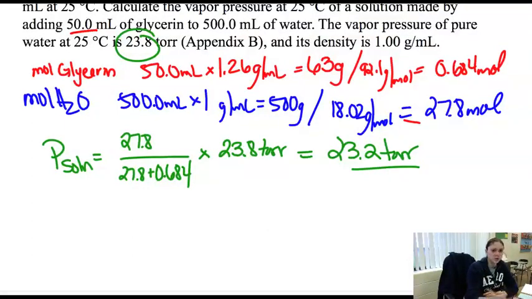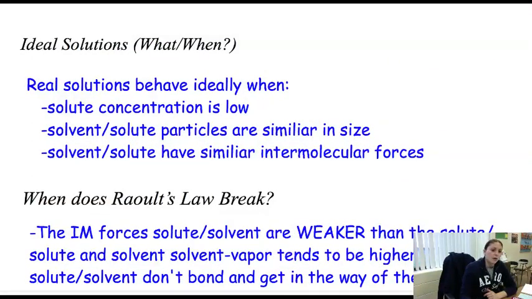So let's look now at ideal solutions. Real solutions behave ideally when your solute concentration is low, or when my solute and solvent particles are similar in size, or if they have similar intermolecular forces. Remember we talked about real gases and ideal gases? Same thing here with solutions. If your solute concentration is low, then it's just like we had in the previous problem. We're going to have like 97-98% of the solution still being the solvent, so my vapor pressure is not going to change very much.